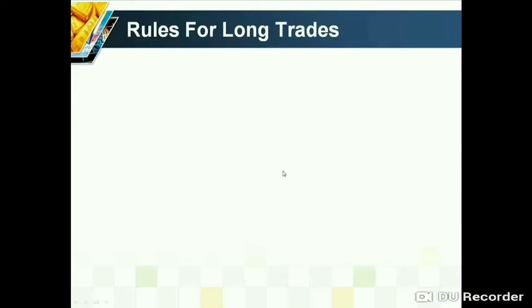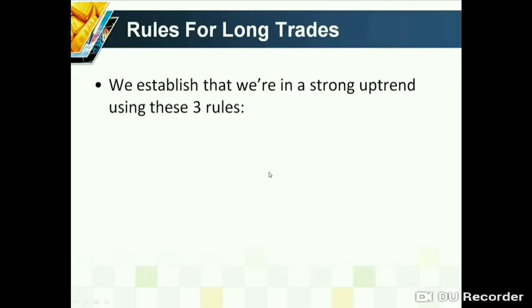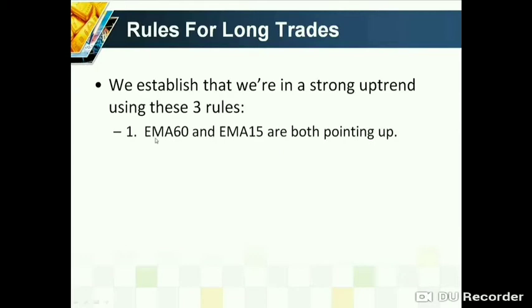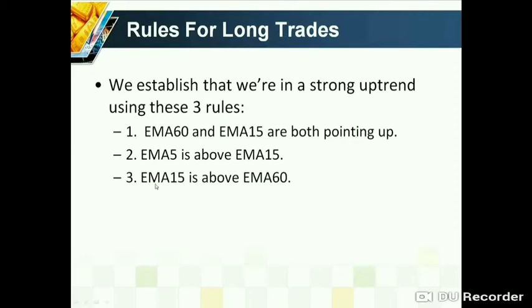To begin, let's talk about the rules for long trades. These are largely the same as they were for short trades, just backwards. First of all, we establish that we're in a strong uptrend using these 3 rules. The EMA 60 and the EMA 15 are both pointing up. That's the first criterion that must be met. The EMA 5 is above the EMA 15, and the EMA 15 is above the EMA 60.